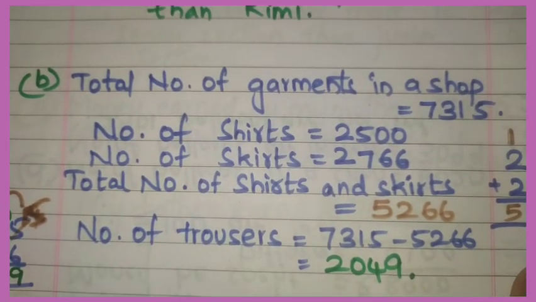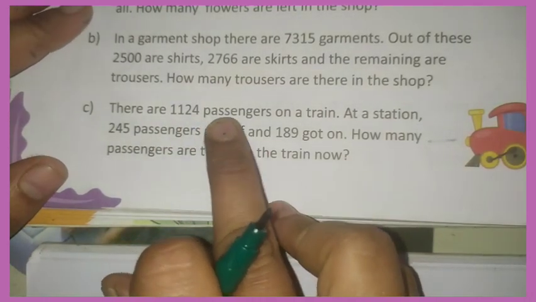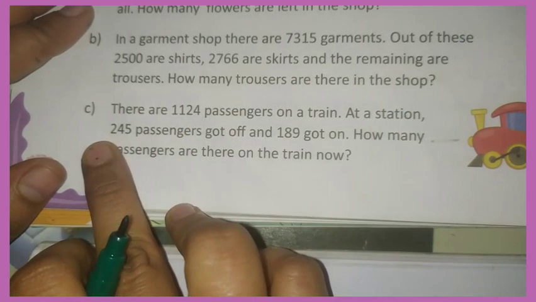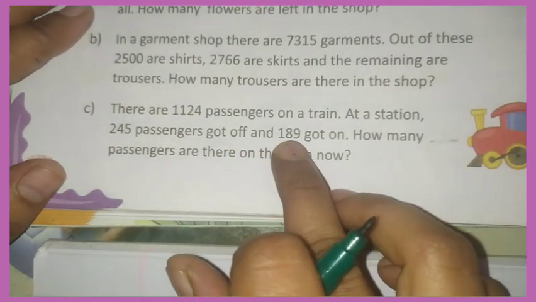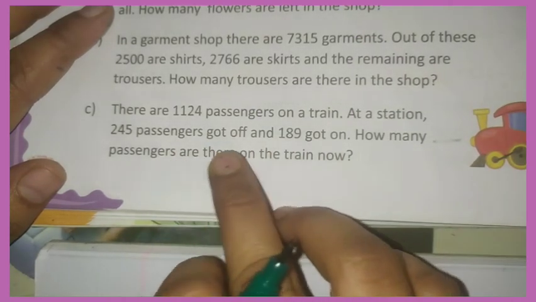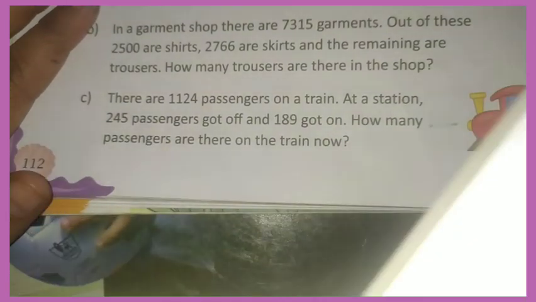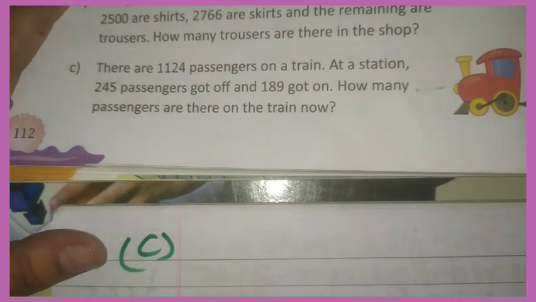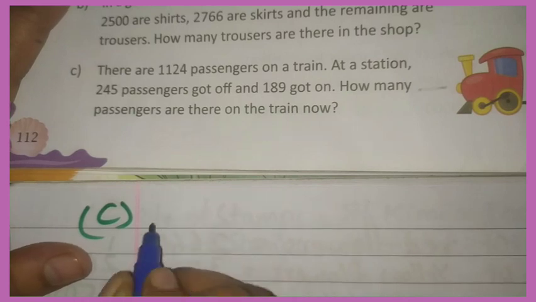Okay, this is B answer. Now look at C question. There are 1124 passengers on a train. At a station, 245 passengers got off and 189 got on. How many passengers are there on the train now? Okay, now look at C answer. First, total number of passengers.